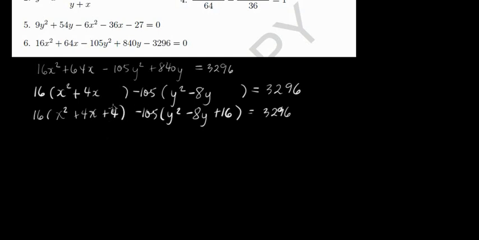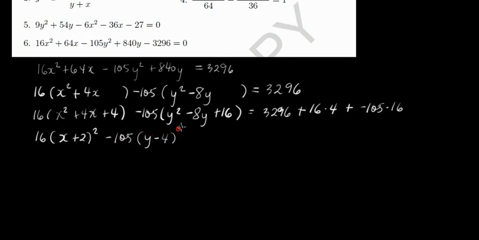So, for this case, be careful. Hindi lang 4 yung sinama nyo on this part because you have 16 outside. So, it's 16 times 4 yung dinagdag mo. So, we're going to add also here 16 times 4. And then, for this case, hindi 16 yung in-add natin, kundi negative 105 times 16. So, plus negative 105 times 16. Next is, this is factorable. 16 times x plus 2 squared minus 105 times y minus 4 squared equals.